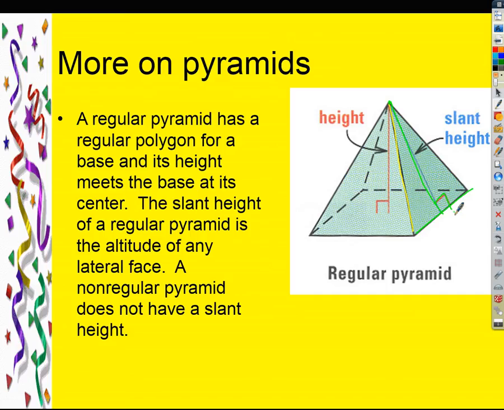So it's on one of the lateral faces. For a regular pyramid, all the faces are congruent, and so the slant height will be the same for all of them. When we talk about the slant height for a regular pyramid, it's just one number, right? Does that make sense?